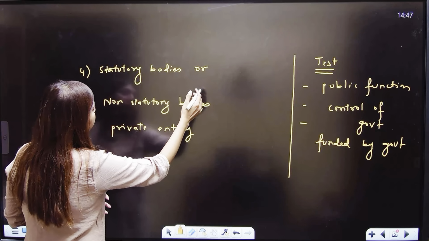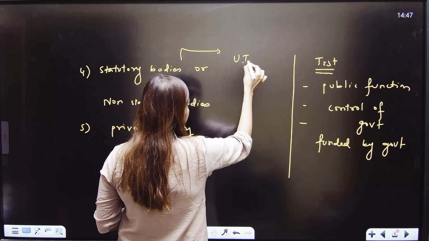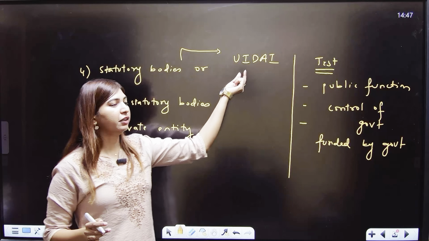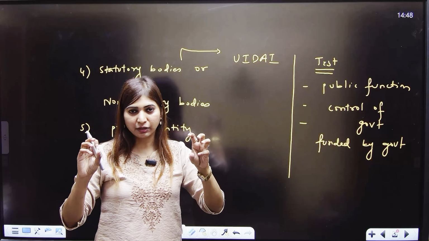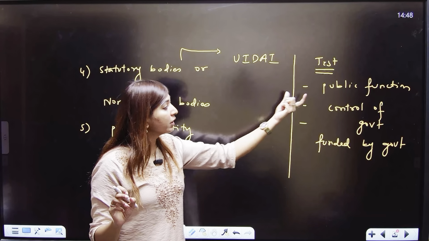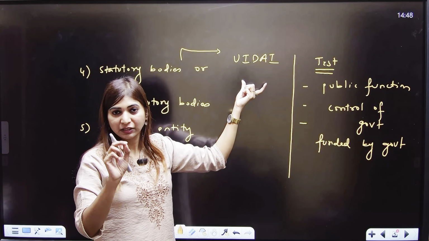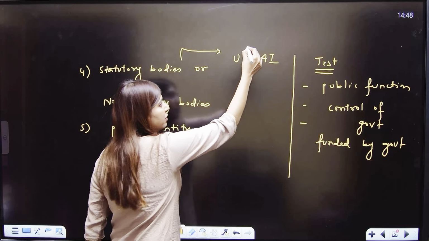Now statutory bodies, such as what can we give as an example of statutory bodies, like UIDAI, the Unique Identification Authority of India. It is formed under the Aadhaar Act. Aadhaar identification number is given by it. So that is working as a public function and it is formed under an Act, the Aadhaar Act. That is why it is a statutory body. So yes, it is a state.